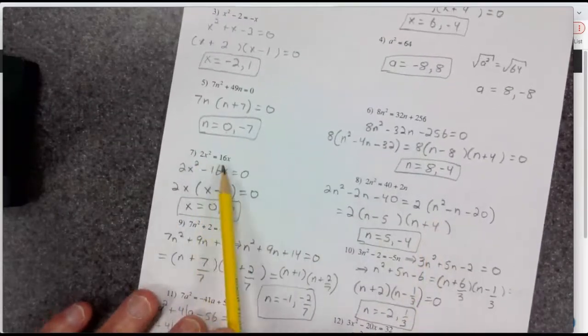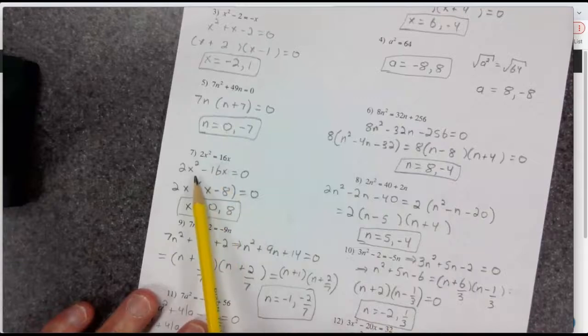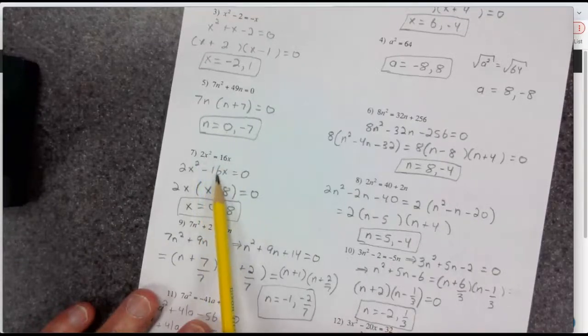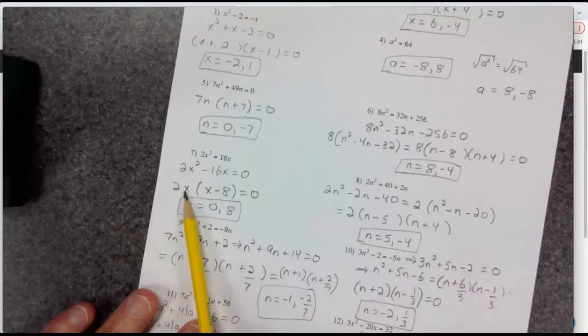All right, 7 again was relatively easy. Just bring the 16x to this side so it becomes negative 16x. I factor out a 2x. So again, that could be 0 or negative 8.